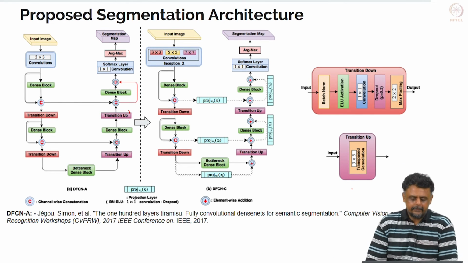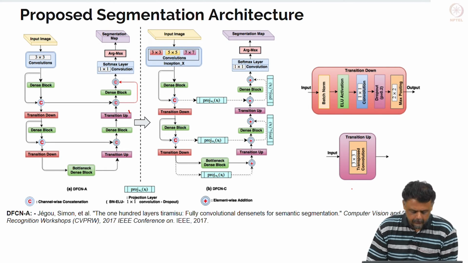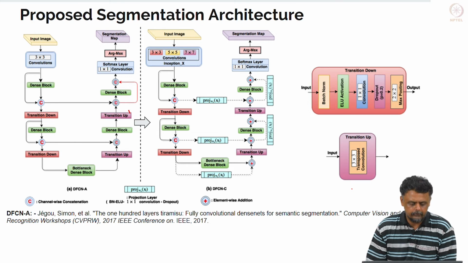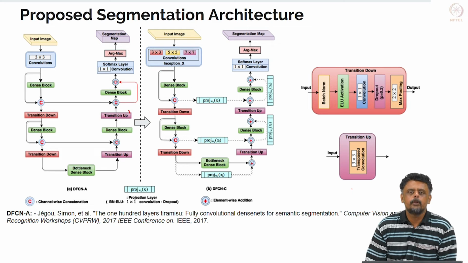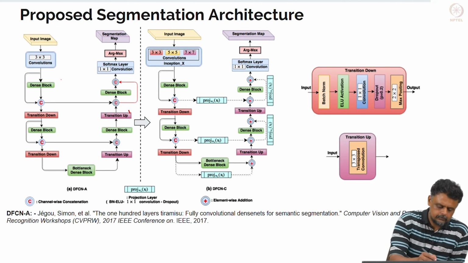The architecture that we are going to look at is similar to the architecture reported in the literature. The paper is titled the 100 Layers Tiramisu, so it has about 100 convolutional layers. It is similar to a U-Net, but instead of just plain convolutions you have dense blocks.